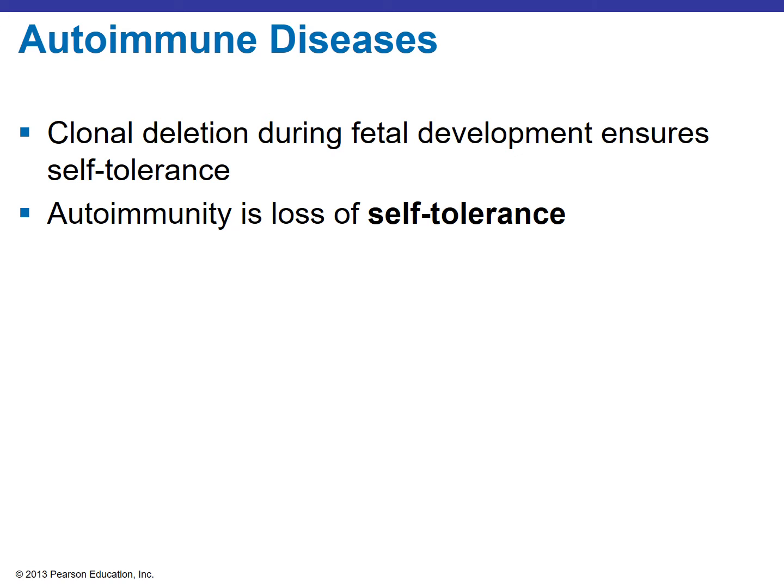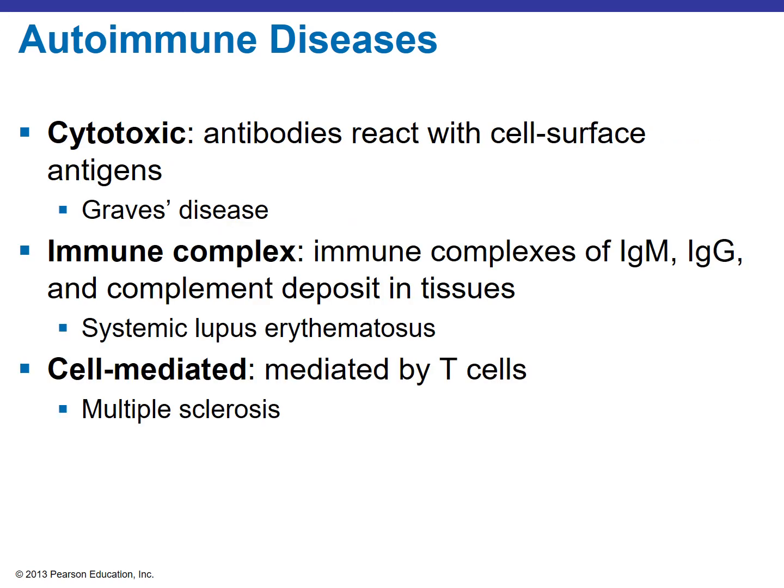I'm going to just talk about a couple different types of autoimmune diseases. So we'll talk about the cytotoxic and also the cell mediated, so Graves' disease and multiple sclerosis. Immune complex reactions, that would be like lupus. I'm going to just kind of pass over that one, but we'll talk in a little bit more detail about cytotoxic reactions with Graves' disease and cell-mediated reactions with multiple sclerosis.